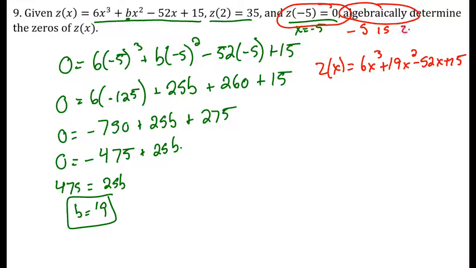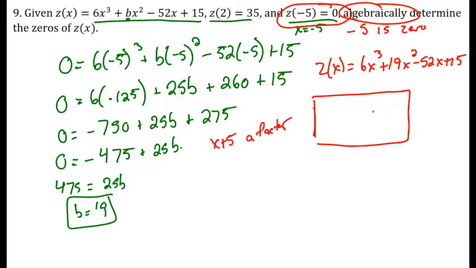Negative 5 is a 0, which means that x plus 5 is a factor. Because negative 5 gave me a 0, I know x plus 5 is a factor. So I need to divide that polynomial by x plus 5 to figure out the other factors. I'm going to do reverse tabular here to save some space. I got a 6x cubed from that term, so what times x is 6x cubed? 6x squared. Multiply through.